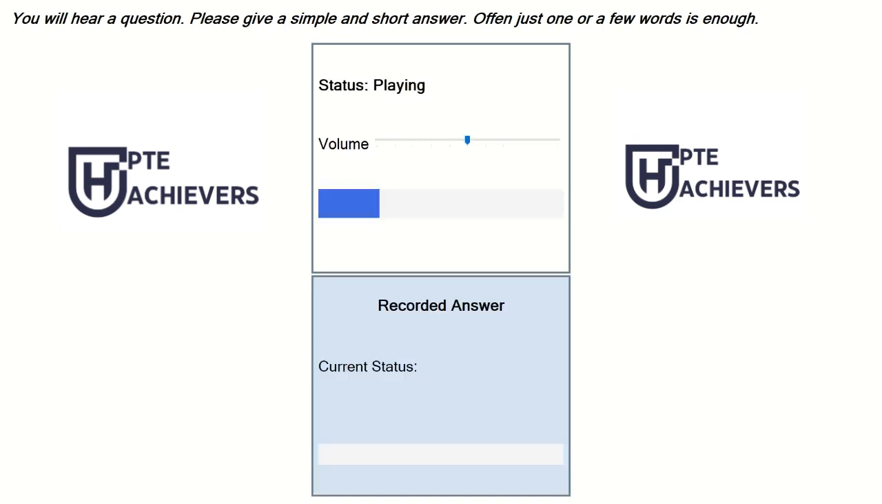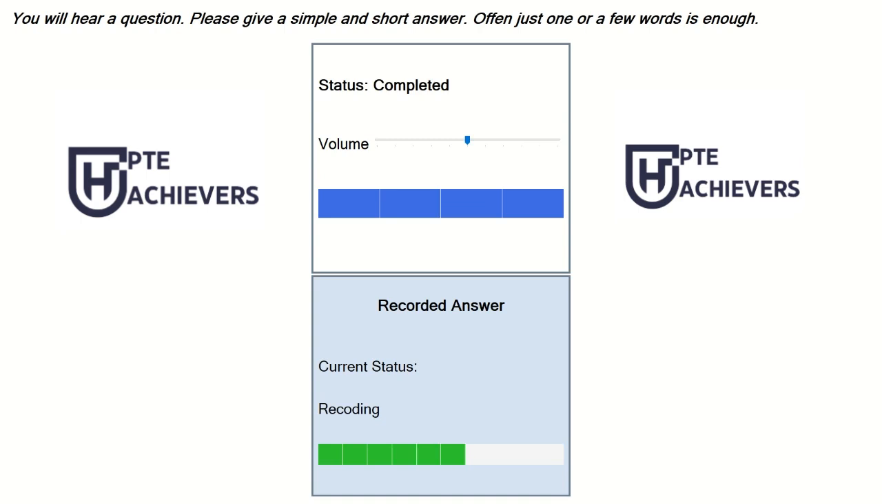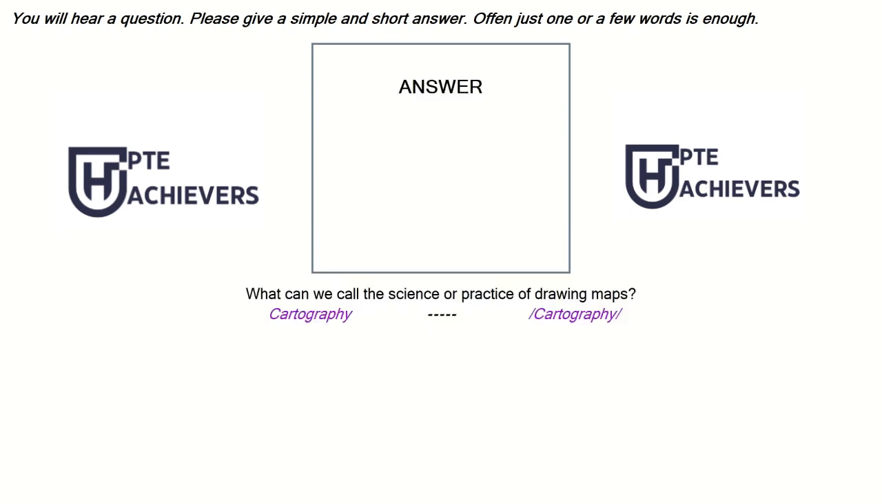What can we call the science or practice of drawing maps? Cartography.